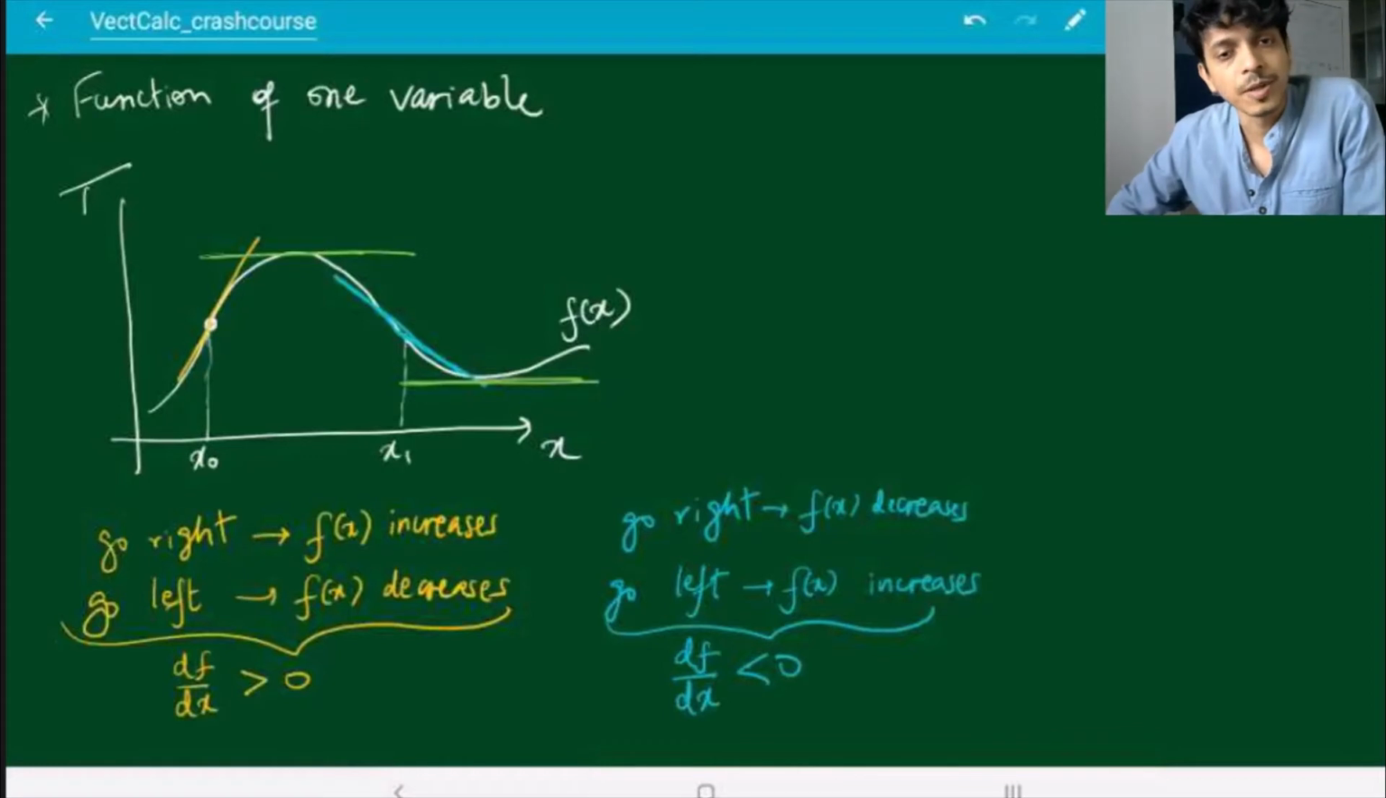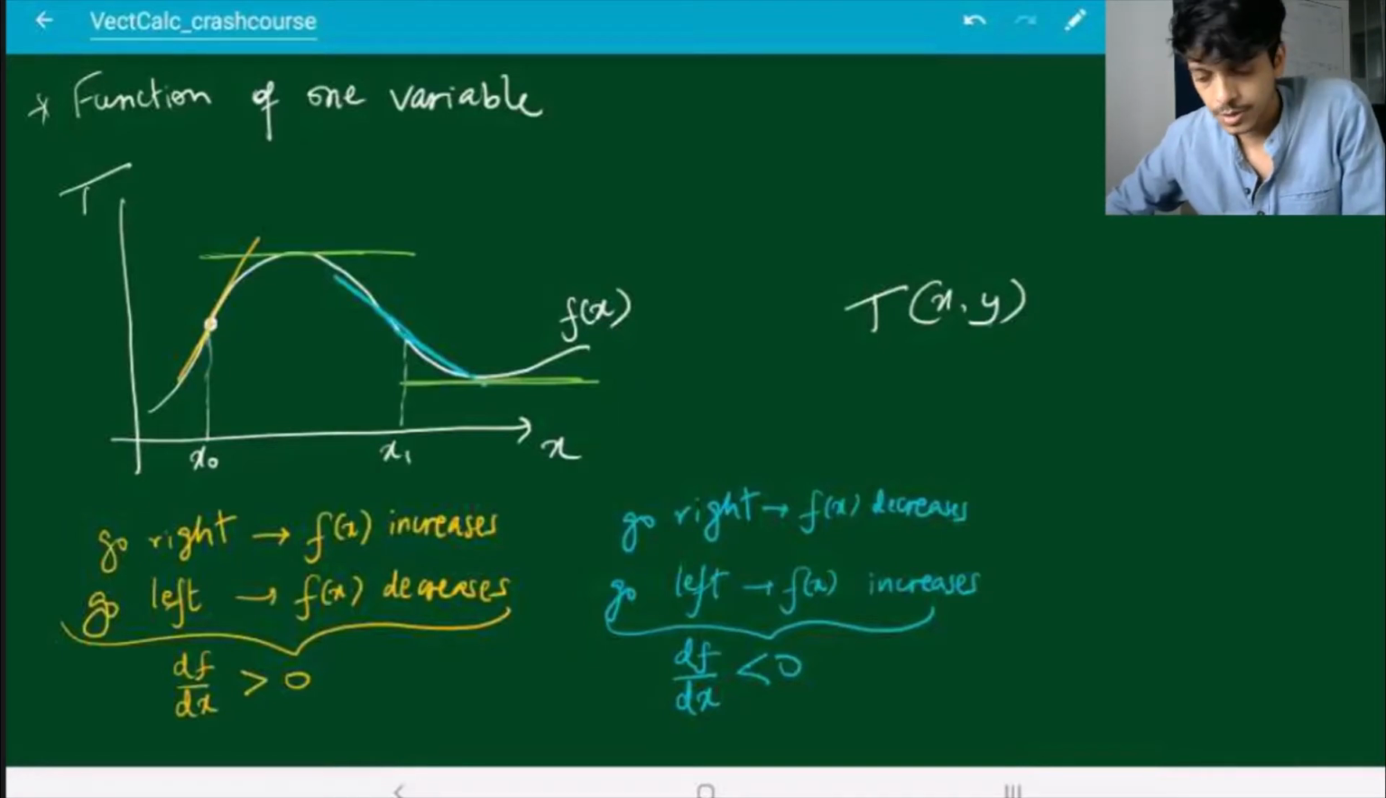But now if we go back to the picture that we had before, where we were looking at the temperature map, how do we do that? Because over there the temperature was not just a function of one x, it was a function of two variables, x and y. So once again, assuming the earth is flat, you have an x coordinate and a y coordinate for every location on the earth, and the temperature keeps changing as you move from one point to another. So what is the direction in which the temperature increases? What is the direction in which the temperature decreases?